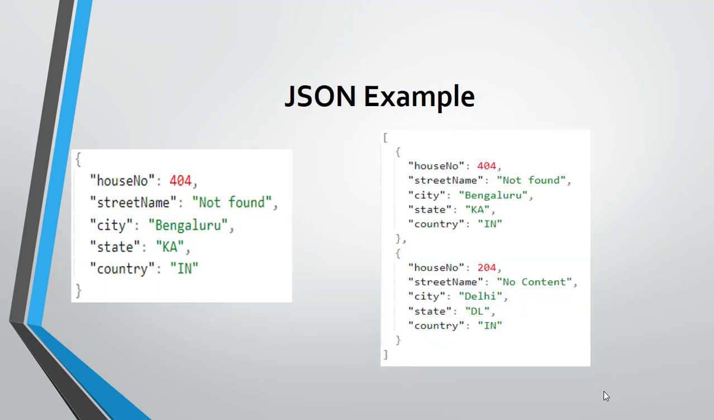In the next slide I have added some examples. The first example is called a JSON object. Here you can see we are storing the data as key value pairs, like house number is the key and 404 is its value. Similarly street name, city, state and country are keys. So this is called a JSON object. On your right hand side, it is an example of a JSON array.